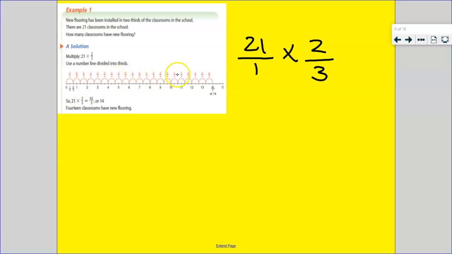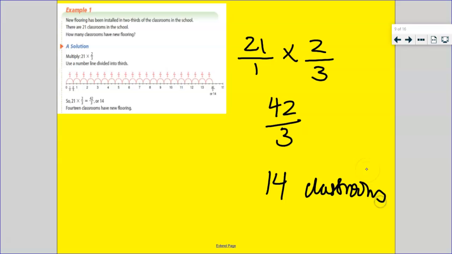So here's a crazy number line way of showing it. That works. And basically what they ended up with was 42/3. And then they changed that to a whole number. So basically 42 divided by 3, which is 14. So it tells you that 14 classrooms have new flooring.